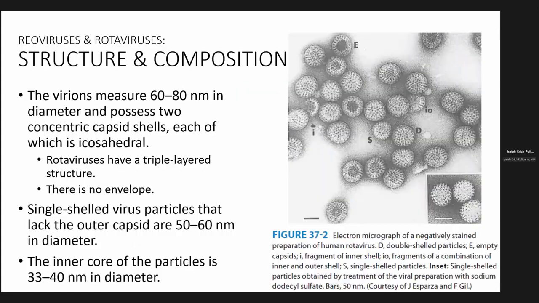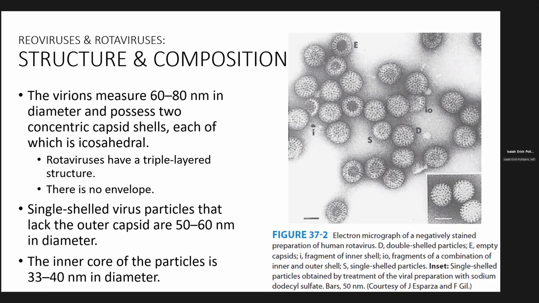For the structure and composition, the virions measure 60 to 80 nanometers in diameter, and they possess two concentric capsid shells, each of which is icosahedral. However, rotavirus has a triple layer structure, and there is no envelope. Single-shelled virus particles that lack the outer capsid are 50 to 60 nanometers in diameter, while the inner core of the particle is 33 to 40.